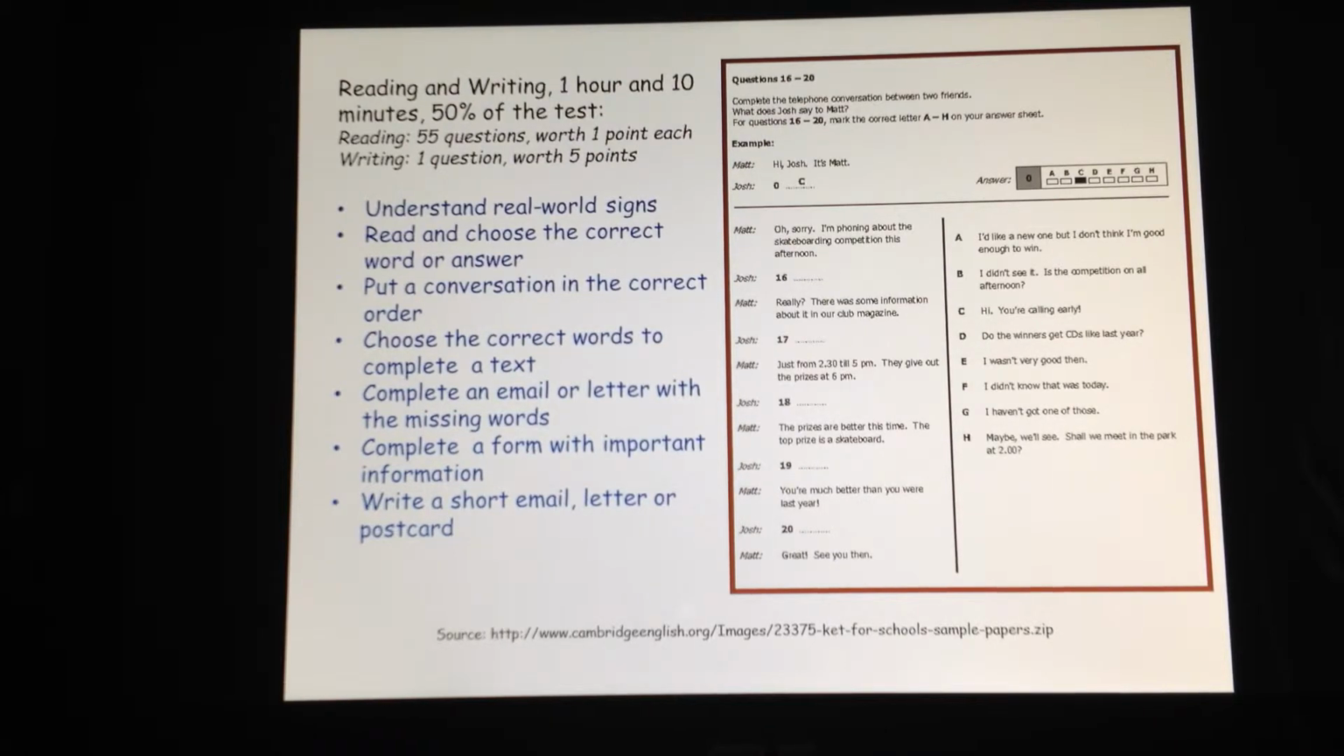conversation, and it says on here, complete the telephone conversation between 2 friends. What does Josh say to Matt? For questions 16 through 20, mark the correct letter A through H on your answer sheet. So the example they give you is Matt says, "Hi Josh, it's Matt." So looking at the choices on your right hand side, you would see that C is the correct answer. "Hi, you're calling early." So then the student would bubble in answer C.